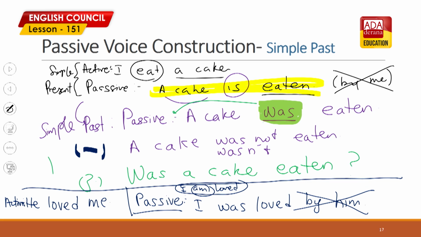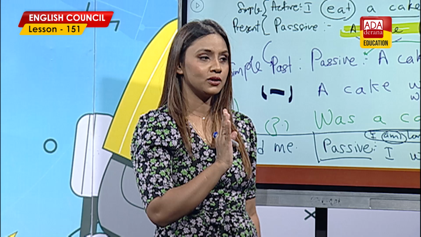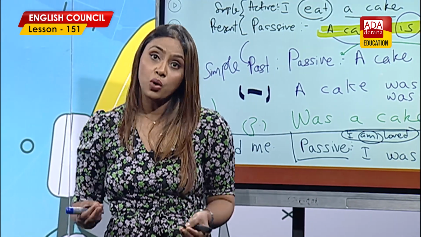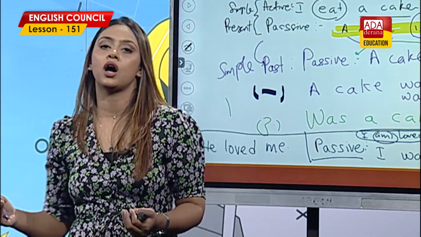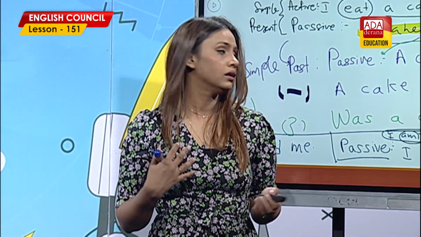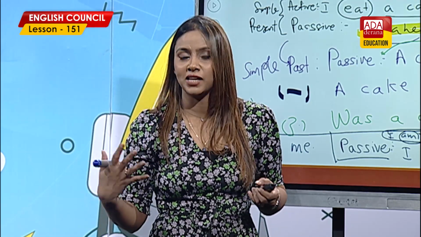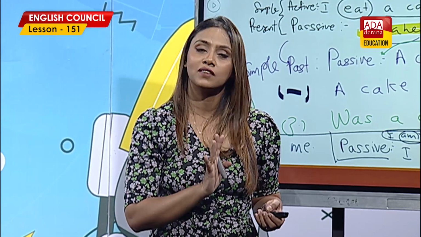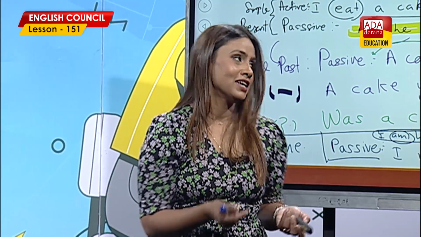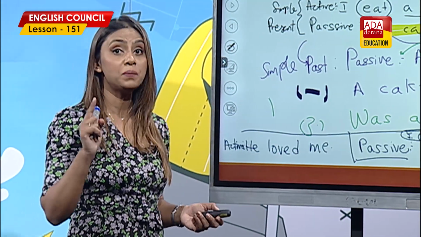When me becomes the subject, if it is a pronoun, the object pronoun will become a subject pronoun. We don't say me was loved. When me becomes the subject, it changes to I. Right? Okay. So this is how you construct the simple past passive.